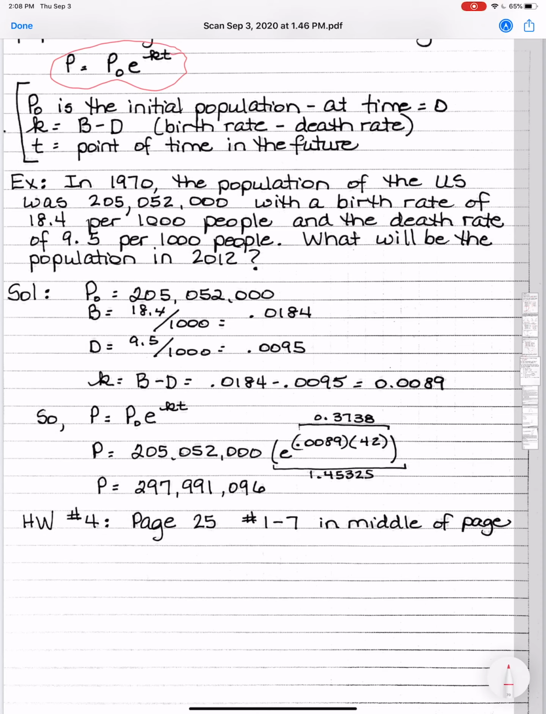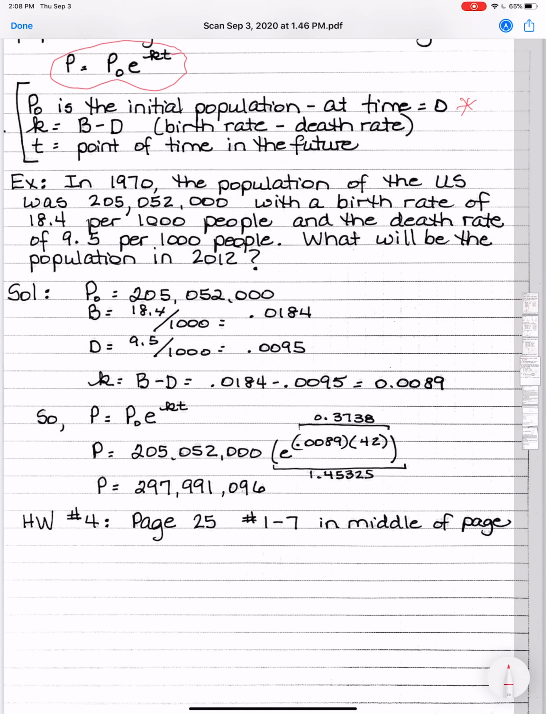P equals P sub 0, meaning P at time 0, population at time 0, times e to the kt. And k is going to be the difference between the birth rate and the death rate, or in other words, k is going to be your rate of change, and t is at some point in time in the future.